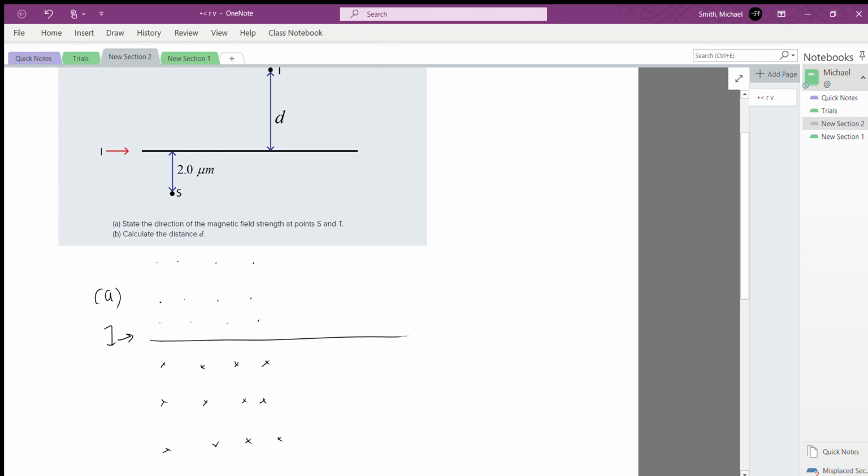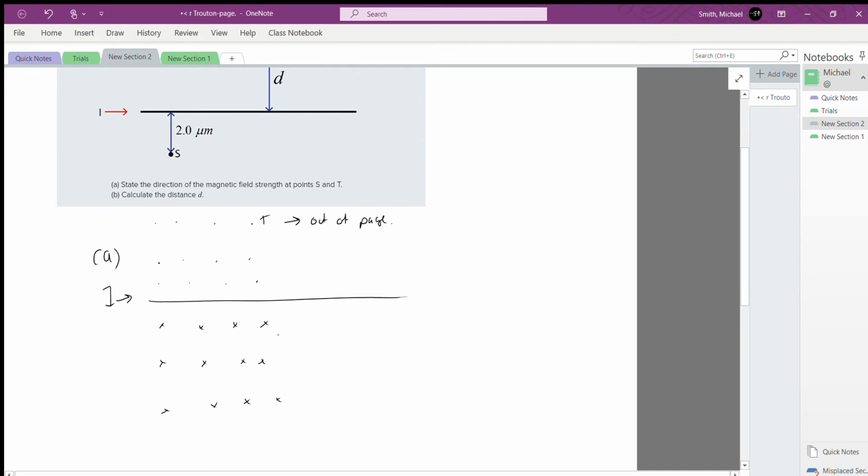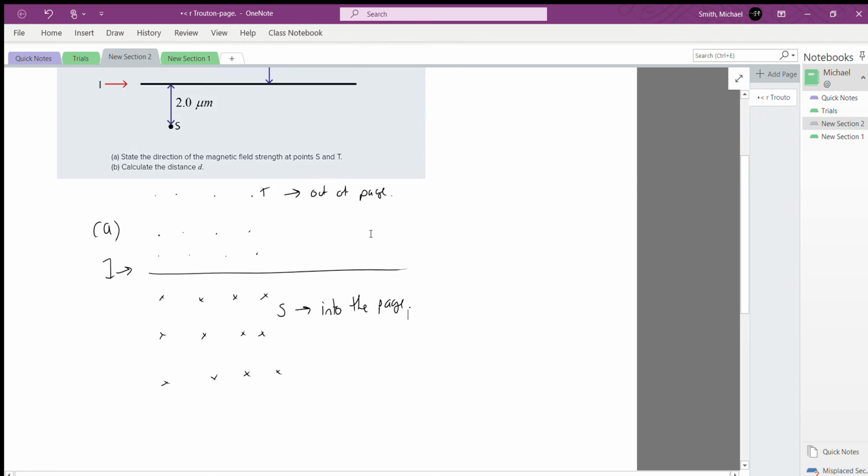Now at point T, which is up here somewhere, the magnetic field will be directed out of the page. So here we'll just go out of the plane of the page, and at S, which is some point in here, the magnetic field is directed into the page. So into the plane of the page, and that's fairly easy. Once you know the rule, there's not really much else to it.